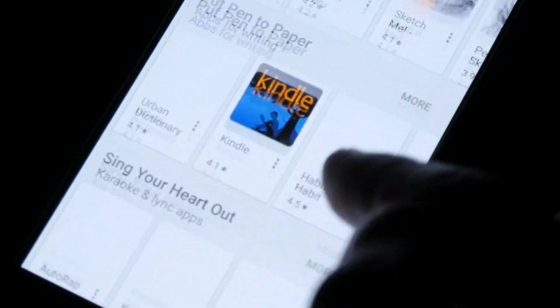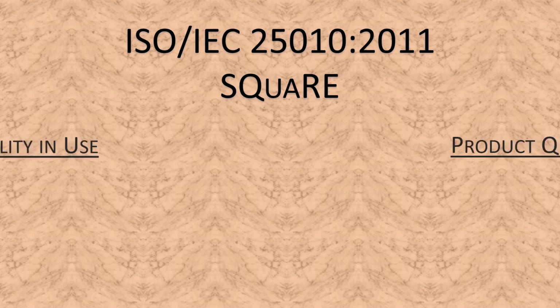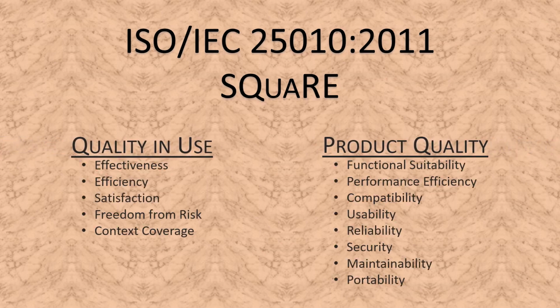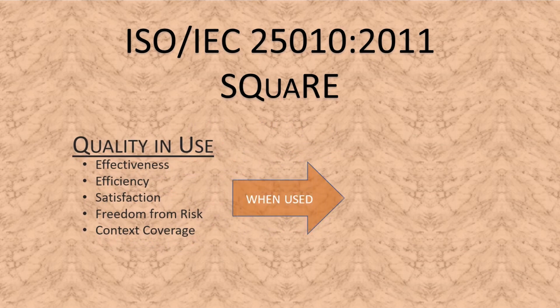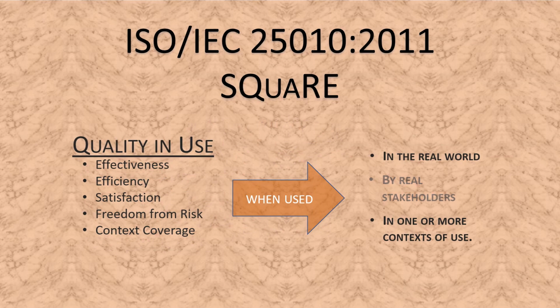So, SQuaRE, Systems and Software Quality Requirements and Evaluation, defines two models, quality and use and product quality. An additional standard defines data quality factors. Quality and use is a collection of five factors that are used to evaluate the outcome of tasks being performed by stakeholders using the services provided by a system when used in the real world by real stakeholders in one or more contexts of use.